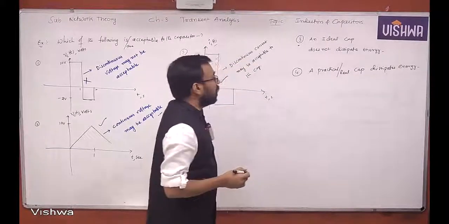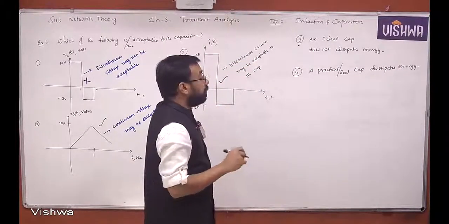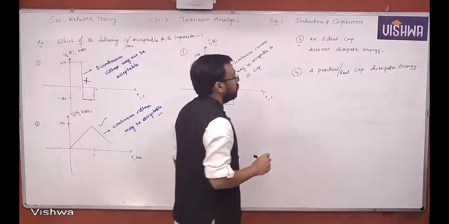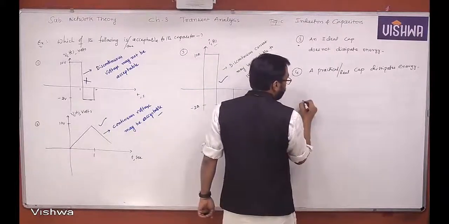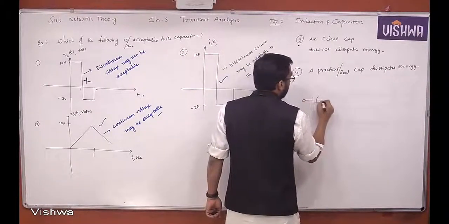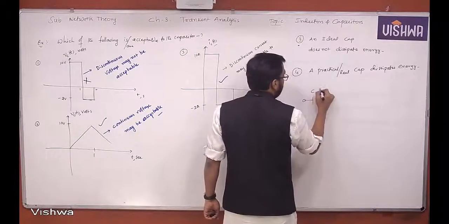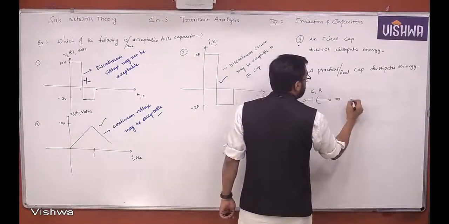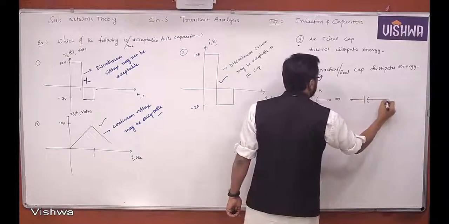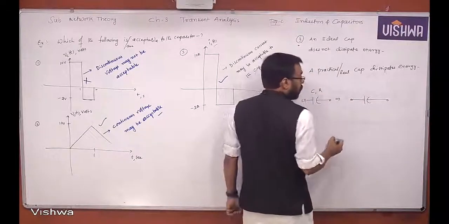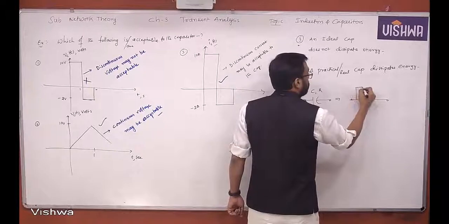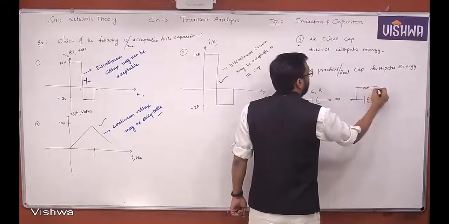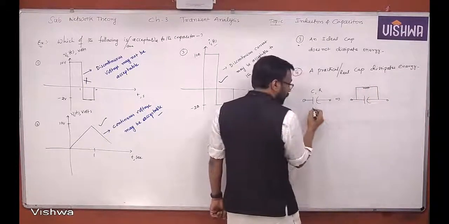A practical or real capacitor dissipates energy. So how does it look? This is what the practical capacitor looks like, C with a resistance R. That means you can represent it like this. This is a practical capacitor.